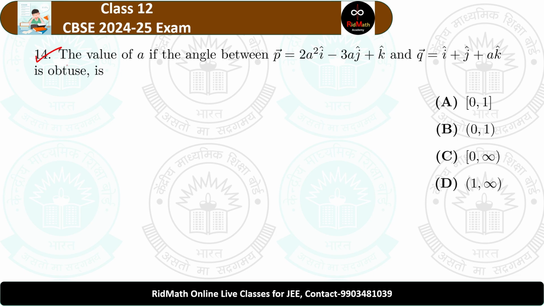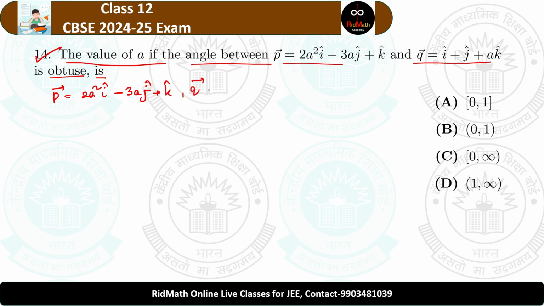Question number 14. The value of A if the angle between P vector and Q vector is obtuse. So what is P vector? P vector is 2A square i cap minus 3A j cap plus k cap. And what is Q vector? Q vector is i cap plus j cap plus A k cap.